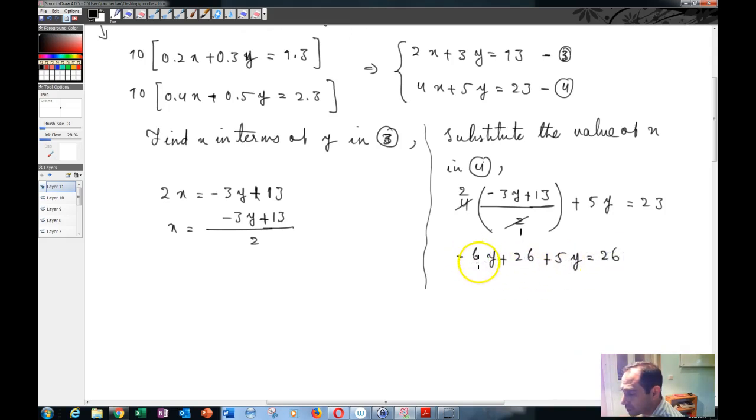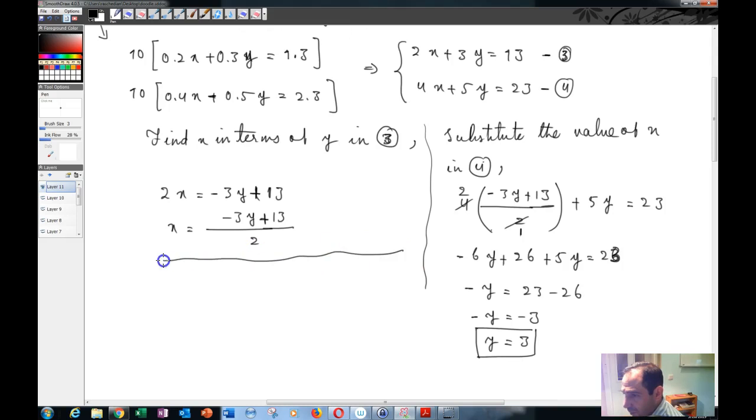So 5y minus 6y is equal to negative y is equal to 26 minus 26, which is equal to 0. I'm sorry, this is 23. This is 23. So this is 23 minus 26. Negative y is equal to negative 3, so y is equal to 3.